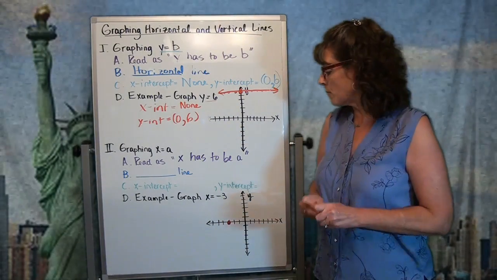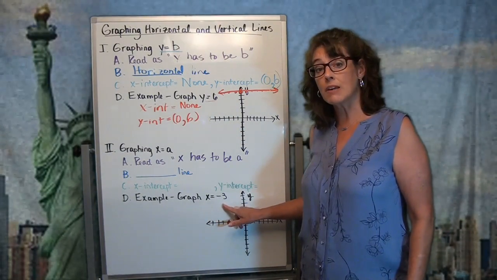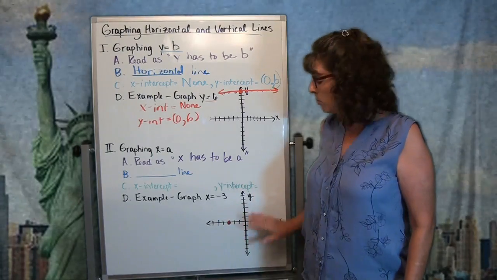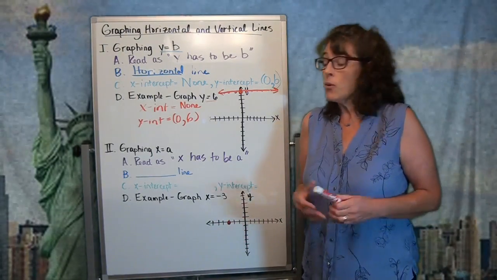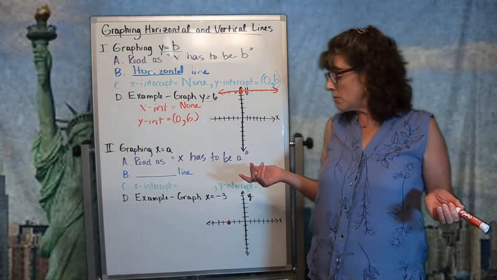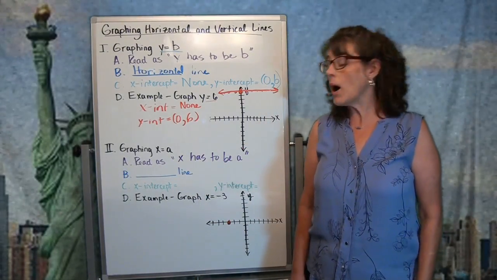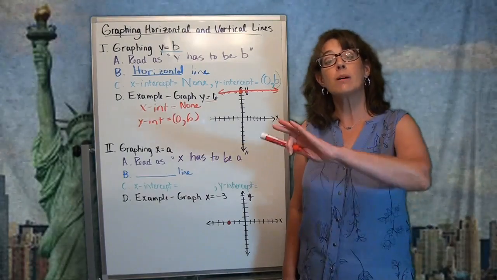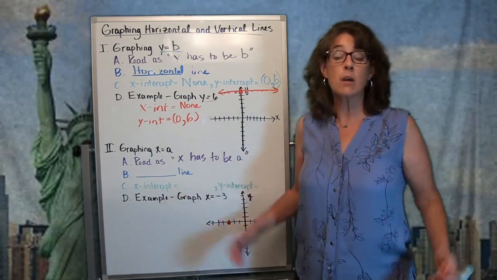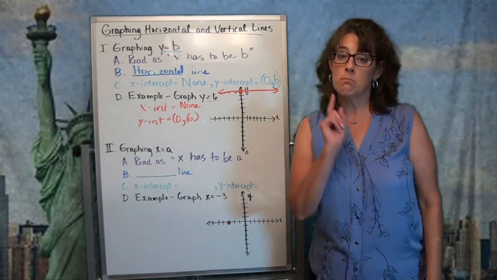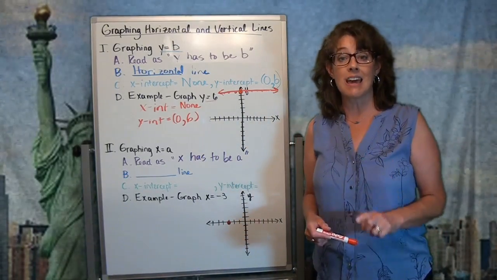Now remember, if I'm reading this as x has to be a -3, then that means every point that I'm graphing had better have an x-coordinate of -3. I don't care what y is. It doesn't matter to me at all because y isn't even in there. Y is not a part of that equation, so y can be anything at all. It can be positive, it can be negative, it can be 0. Y can be anything. Just make sure that that x is a -3.